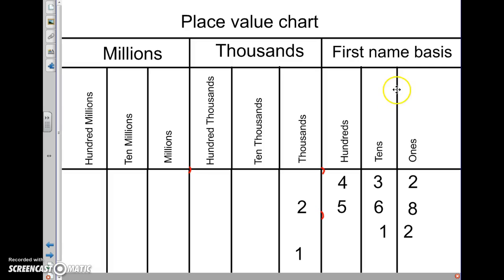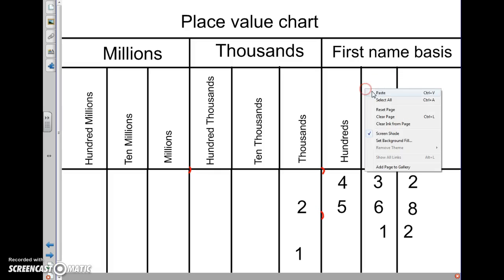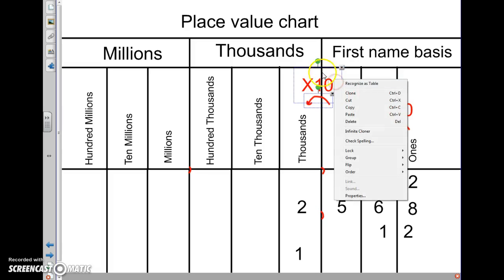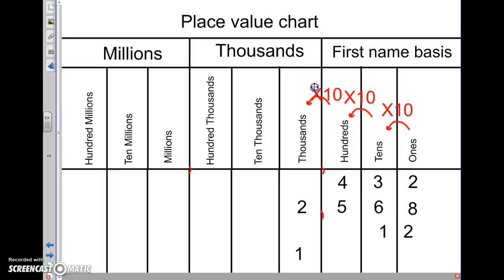So the pattern that we should see here is that every time we move from one place value to the left, so we move from here to here, here to here, it gets 10 times larger, right? So 10 ones makes a 10. 10 tens makes 100. 10 hundreds makes 1,000. So every time that we move to the left one place value, it gets 10 times larger.